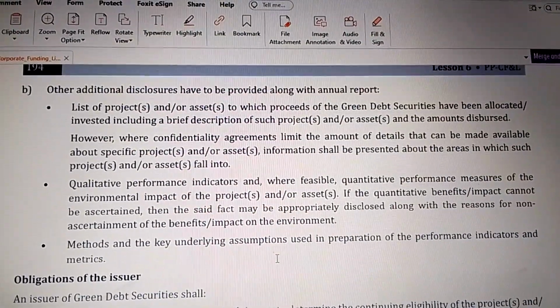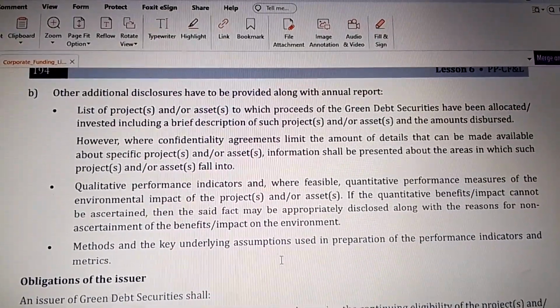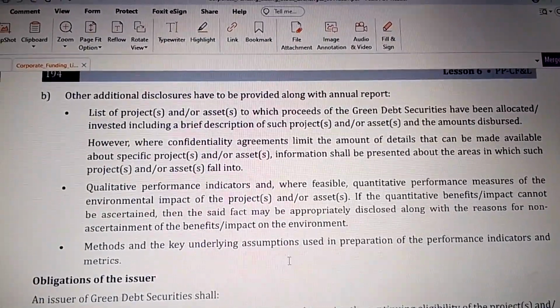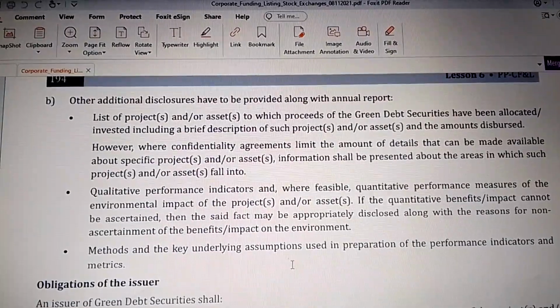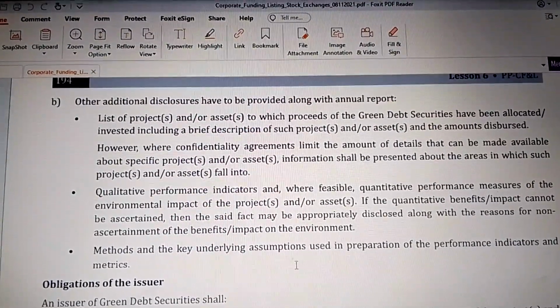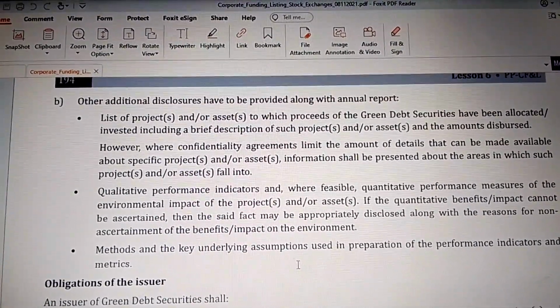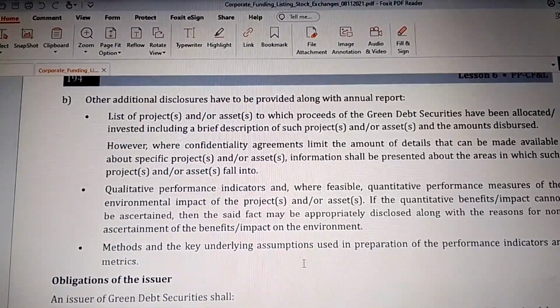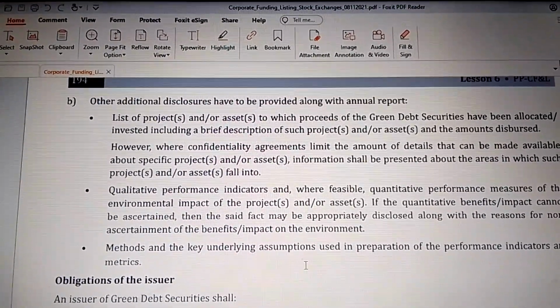Other additional disclosures have to be provided along with the annual report. List of the projects or the assets to which the proceeds of the green debt securities have been allocated or invested, including a brief description of such projects or assets and the amounts disbursed. However, where confidentiality agreements limit the amount of the details that can be made available about the specific project or assets, information shall be presented about the areas that the projects or the assets fall into.